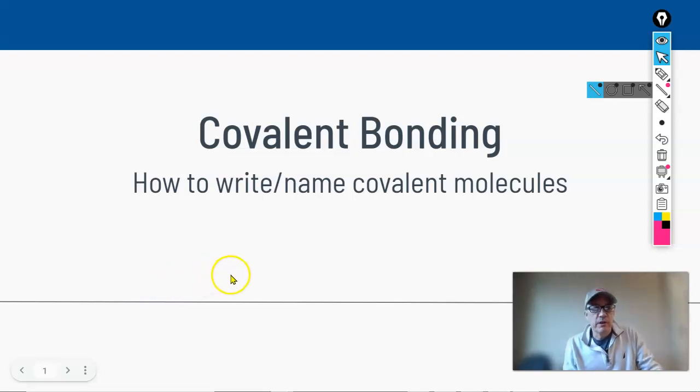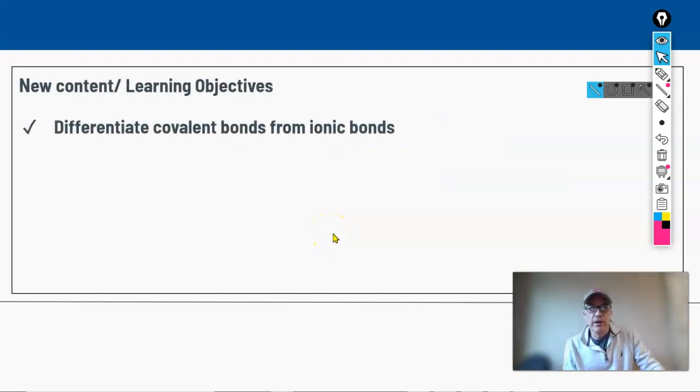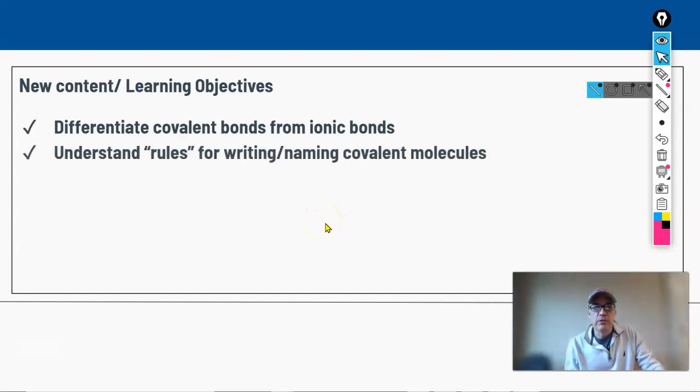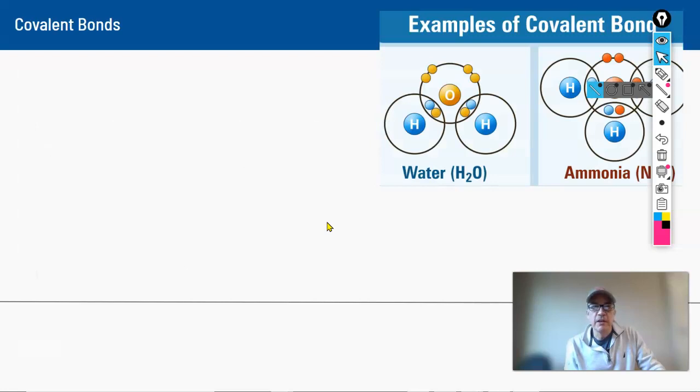We're going to go over covalent bonding. Up to this point, we've mainly been going over ionic bonding, but covalent bonding is a little bit different. We're going to learn how to write and name them and just kind of contrast and compare them with ionic bonds. So I want to differentiate covalent bonds from ionic ones, and we want to understand the rules for writing and naming covalent molecules. A little bit of vocabulary, which is covalent and diatomic. We'll hop right into this. Remember, you can always pause and rewind if needed.